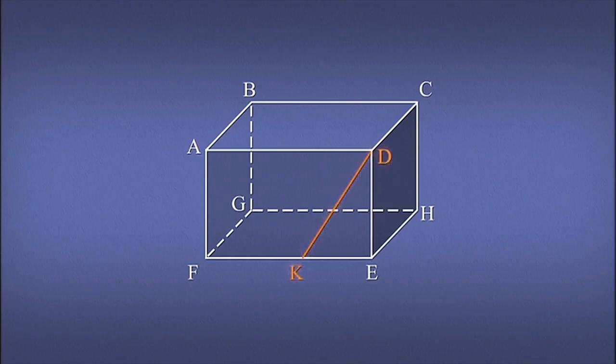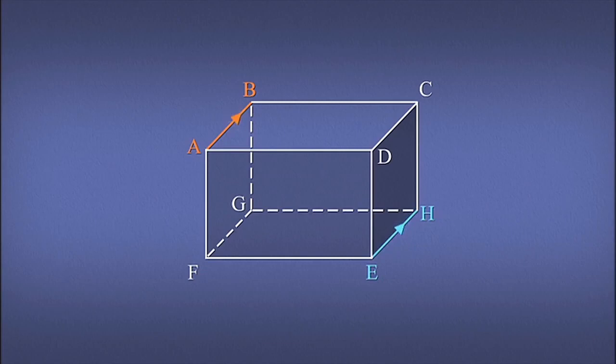Straight line DK and straight line FE intersect at point K. Point K is the point of intersection, and angle DKE is the angle between the lines. Moreover, straight line AB and straight line EH are parallel to each other.